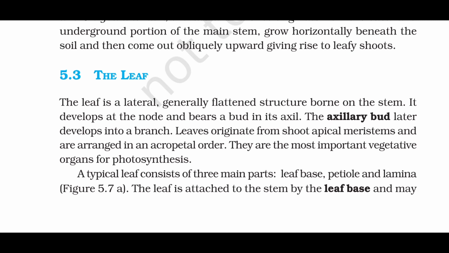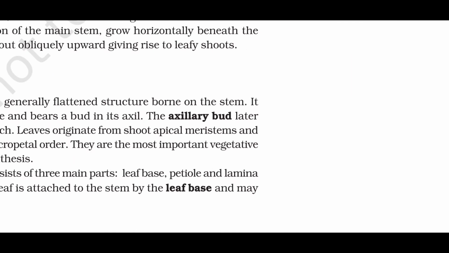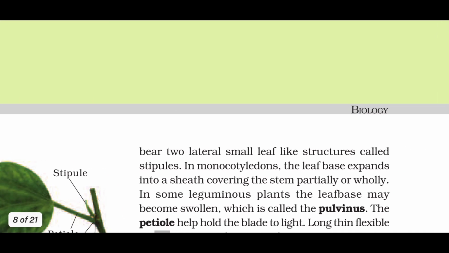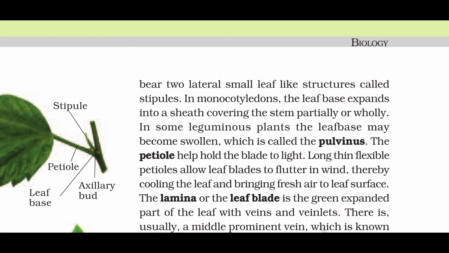Then coming to the next paragraph, a typical leaf consists of three main parts, that is leaf base, petiole, and a lamina, that is the leaf blade. A leaf is attached to a stem by a leaf base, and it may bear two lateral small leaf-like structures called stipules. So a leaf is attached to the stem by the leaf base, and it also has two small leaf-like structures called stipules.